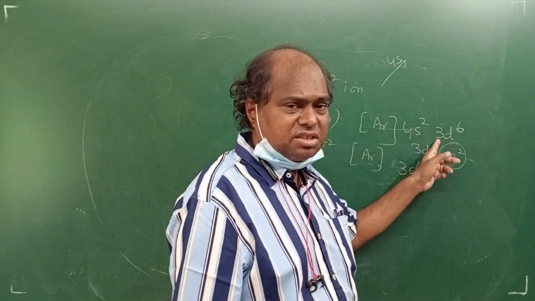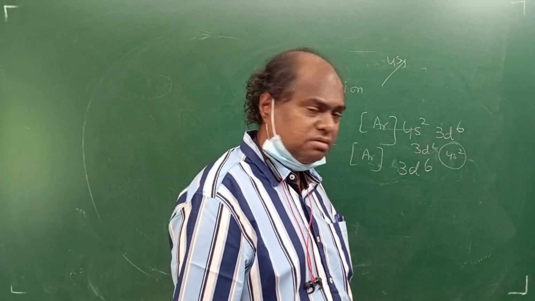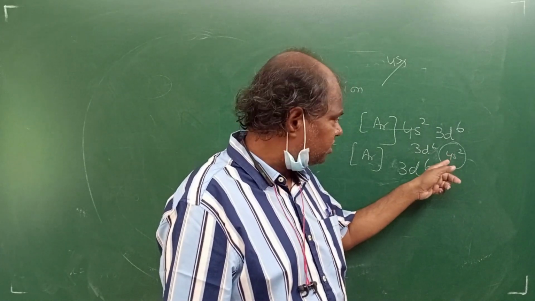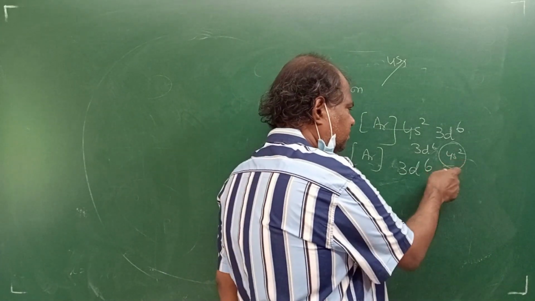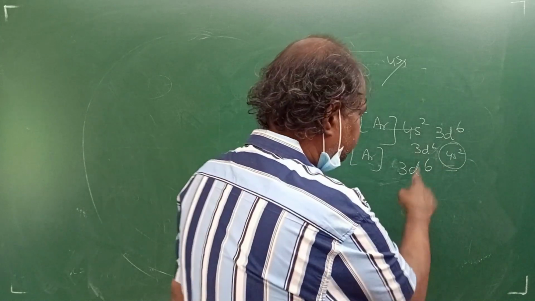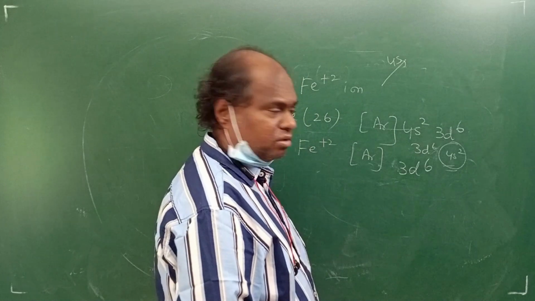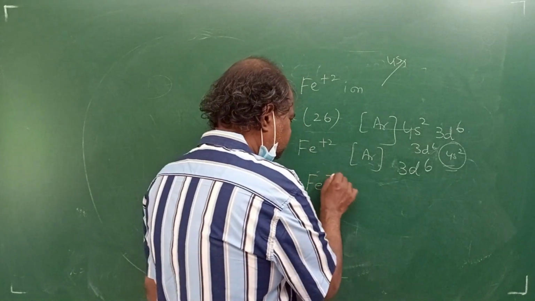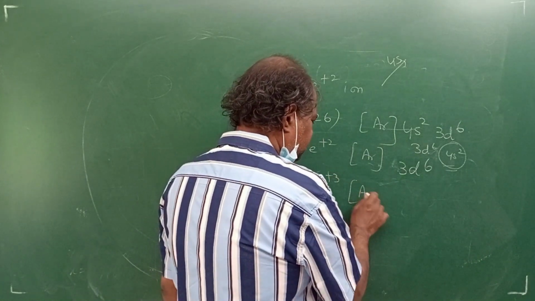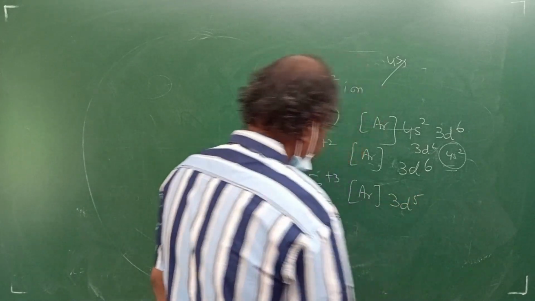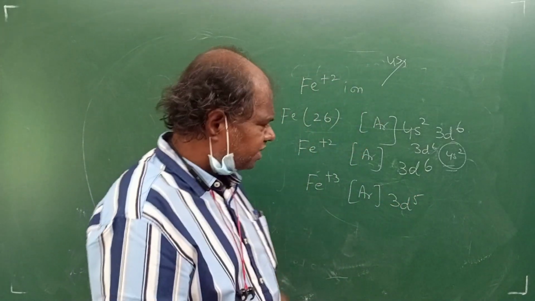While writing, we write like this because of energy, but distance wise, you remove 4s, right? Write like this, be clear. So plus 2 means 3d6; 2 electrons you have removed. Suppose Fe plus 3, what will be the answer? Tell me. Argon 3d5. Plus 3 means remove one more electron, right?